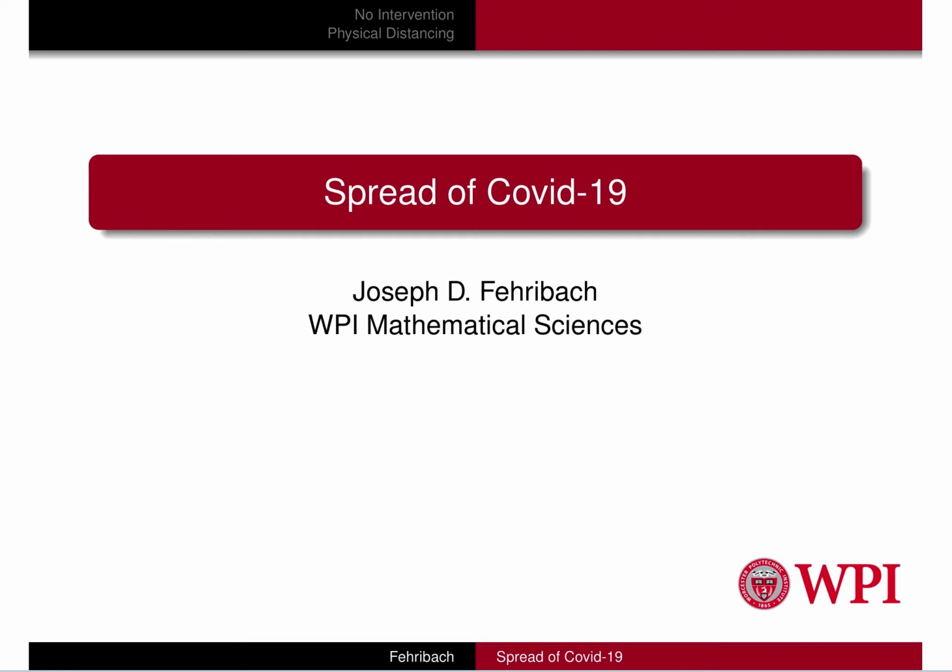Hello everyone. This short video is an explanation for the spread of COVID-19. It's based on publicly available data and a simple exponential model of the spread of the virus. The moral of all of this in the end is that we need more testing, and I'll try to explain that as we go on.